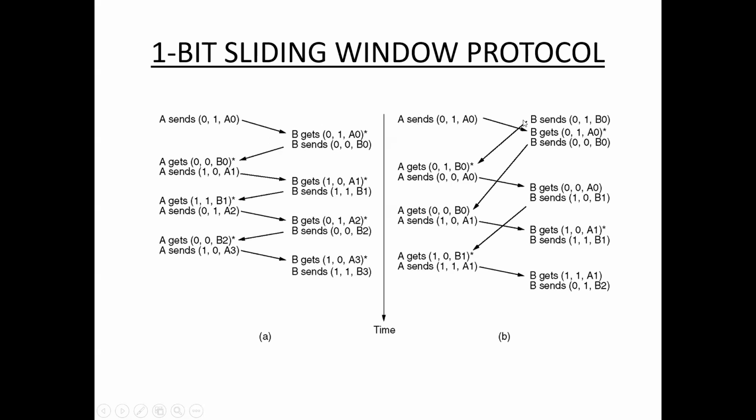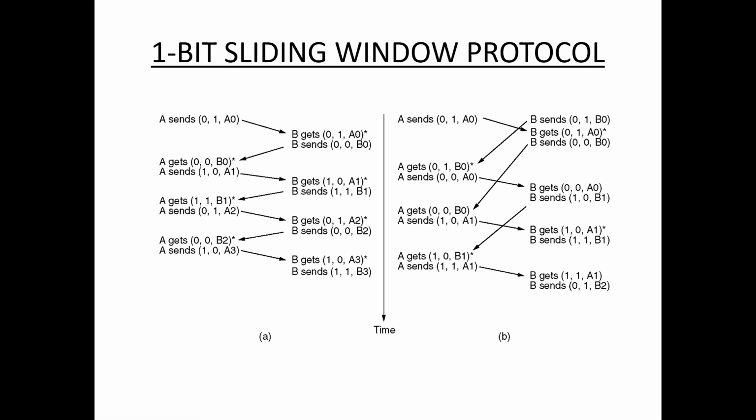See here, A and B simultaneously send the data to each other. A sends 0, 1, A0. At the same time, B sends 0, 1, B0. But in scenario A, first A sends 0, 1, A0, and after getting this, then only B sends 0, 0, B0. But in scenario B, A and B simultaneously send the data.